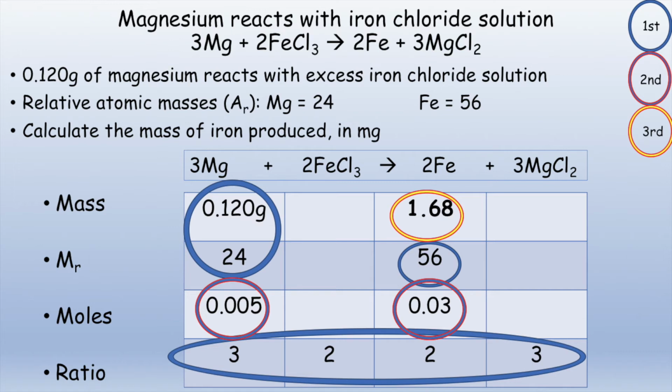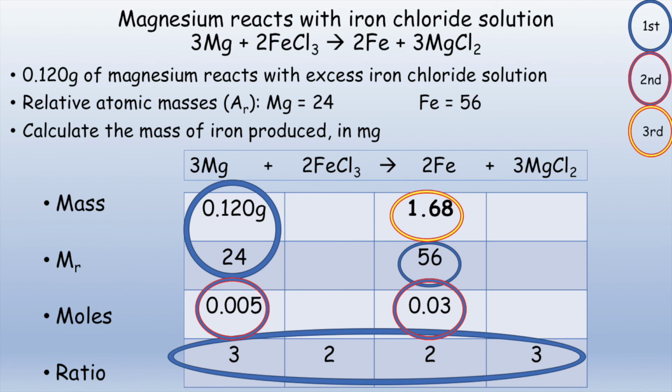And here's my answer. I've tried to use a colour scheme to show you the flow of the question. Firstly, fill in the information available, so the Mr, the ratio, and the mass of magnesium. Next is to calculate the moles of magnesium using mass over Mr. Then using the ratio to calculate moles of iron, it's very basic. Divide the 0.005 by 3 to tell me what the ratio for 1 would be, and then times it by 2. All that then remains is to multiply the moles and the Mr to give the mass.